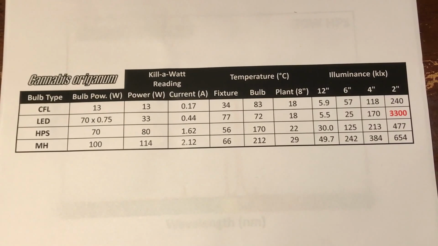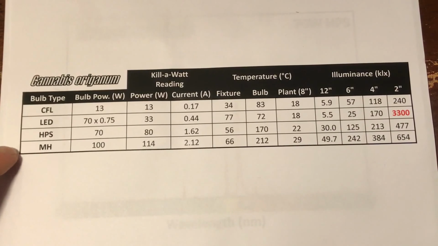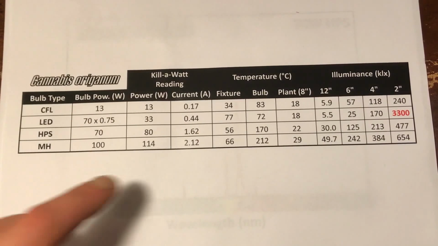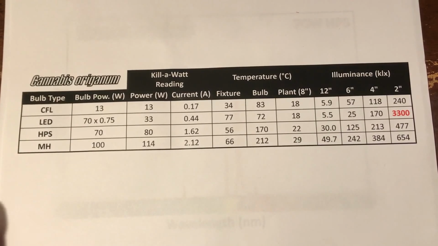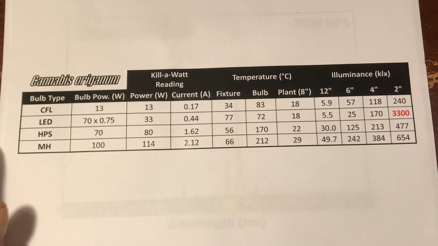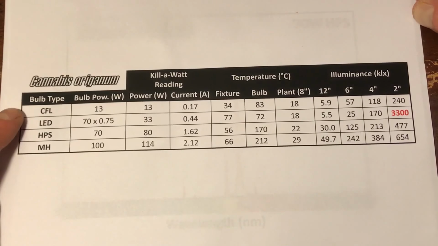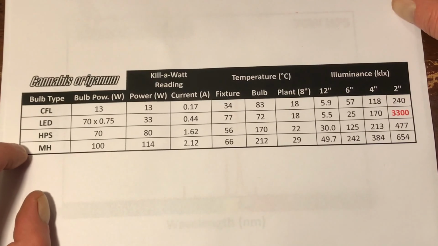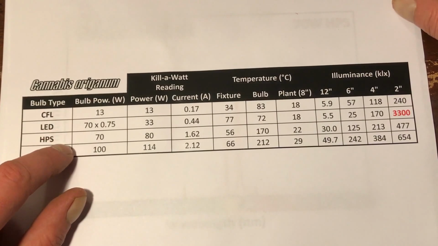Hey guys, back for another episode to analyze the various types of fixtures we commonly use as grow lights. If you still haven't seen it, check it out a couple of episodes ago where we went over this data here, going over the consumption, the temperature output, and the light intensity of compact fluorescent, LED, high pressure sodium, and metal halide that I use in my micro grow.